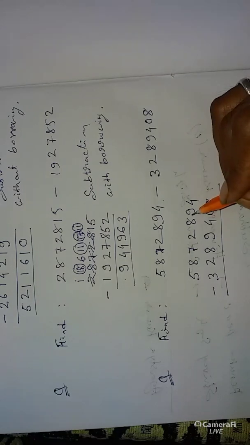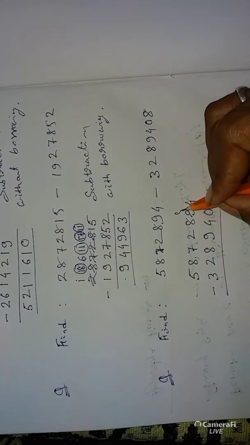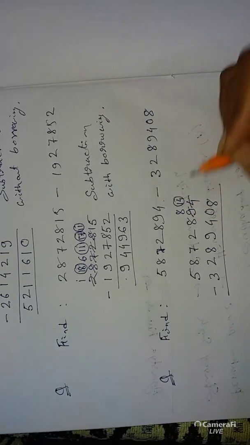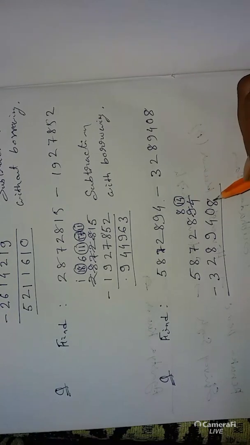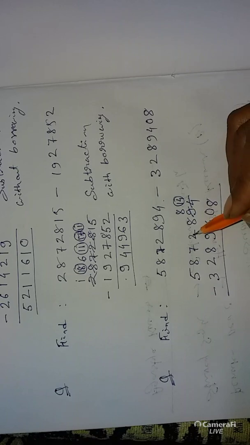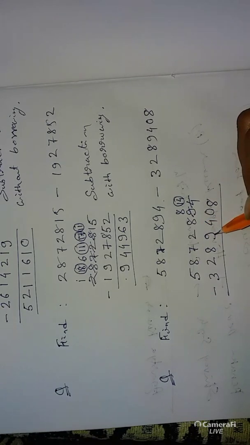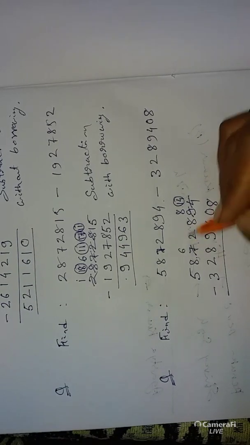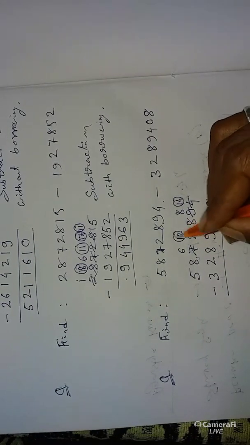Now you have to perform the work. Check 4 minus 8, 4 is less than 8, so it is not possible to subtract. So we will borrow 1 from here, so it becomes 8 and 1 is taken as 10, so 4 becomes 14. Now 14 minus 8 is possible, 8 minus 0 is possible. 8 minus 4 is possible, but in this step 2 minus 9, 2 is less than 9, not possible. So 1 is borrowed from here, it becomes 6 and 2 becomes 12.